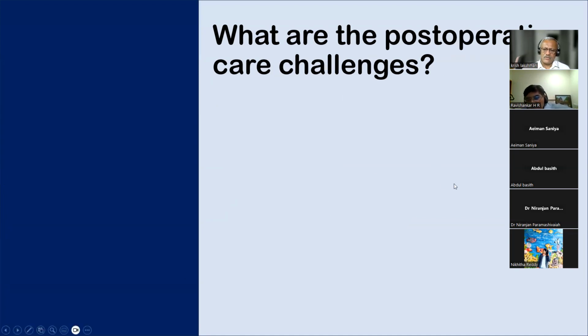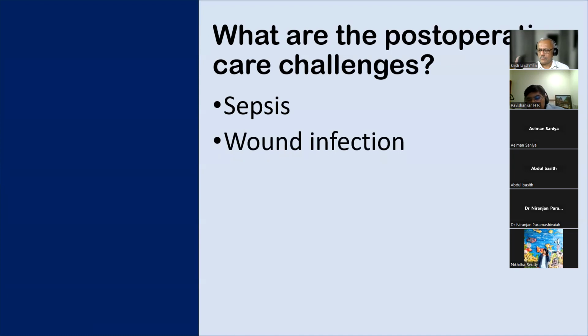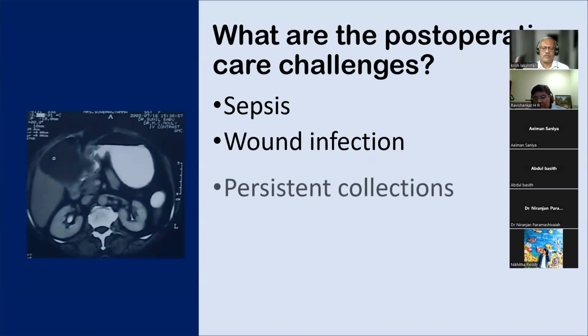Nutrition, electrolyte imbalances. Sepsis is the first one. There's a leak. Wound infection. Intra-abdominal infection. Generalized sepsis. Organ space, deep space infection, wound infection.